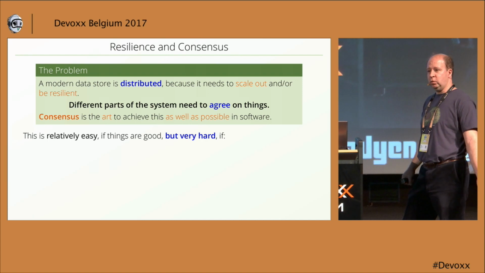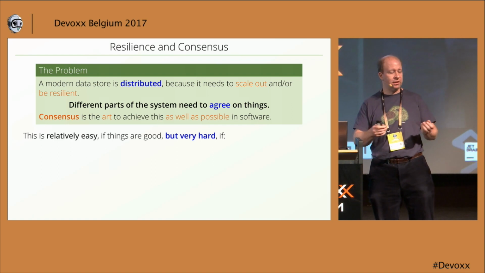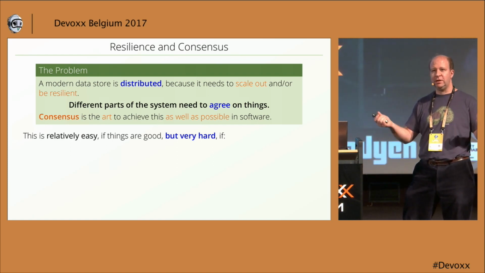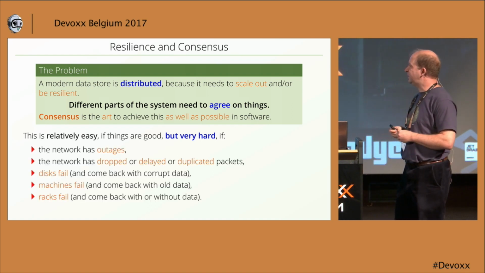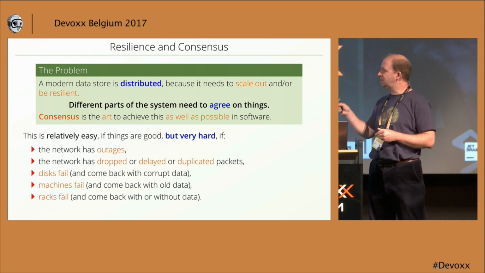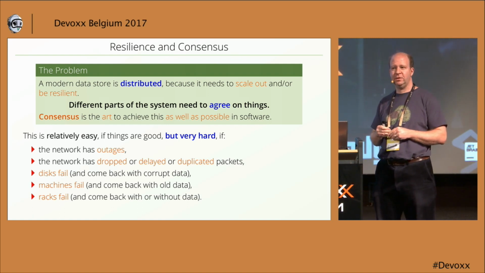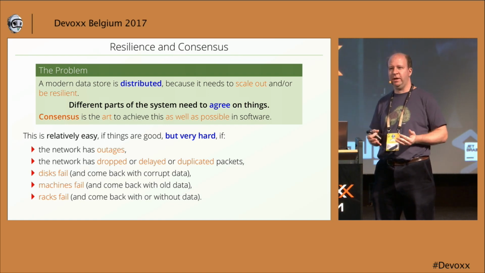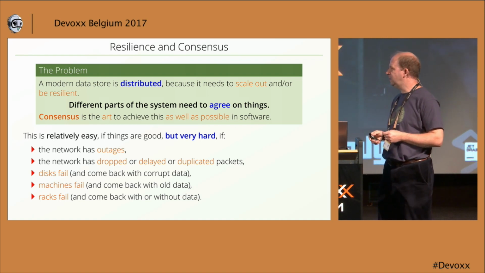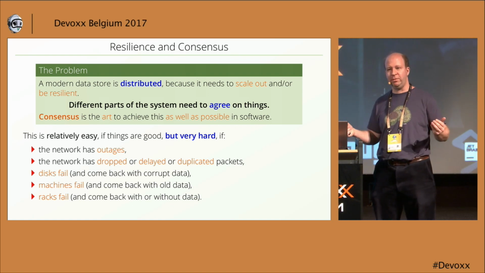If things are well, then this is relatively simple. Your computers are networked, they can exchange messages, and so it's relatively easy to make them agree on things. But it is very hard, provided your network has outages, some machine fails, some disk fails and maybe comes back, or a complete machine fails, or even a complete rack fails, and then comes back with, say, different data, or something like that. And these things, it's not only they can happen, they do happen.